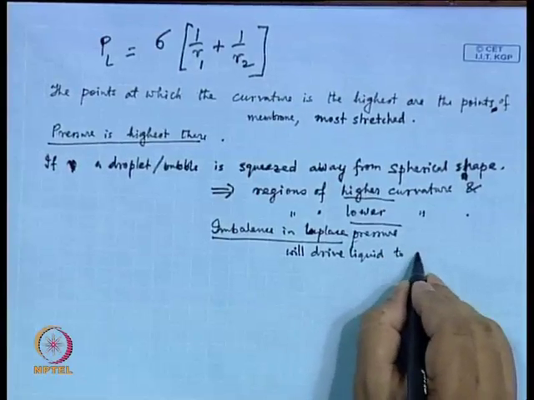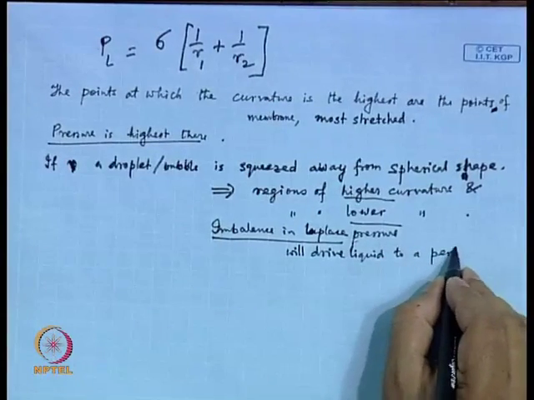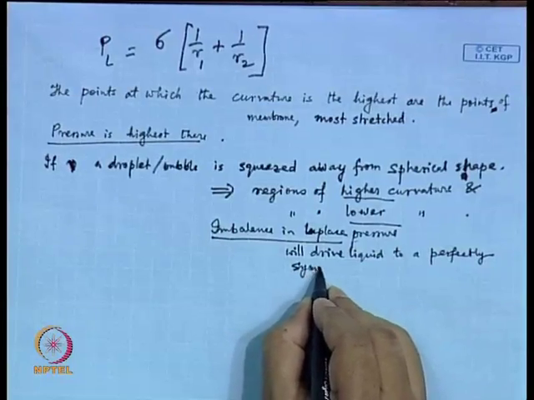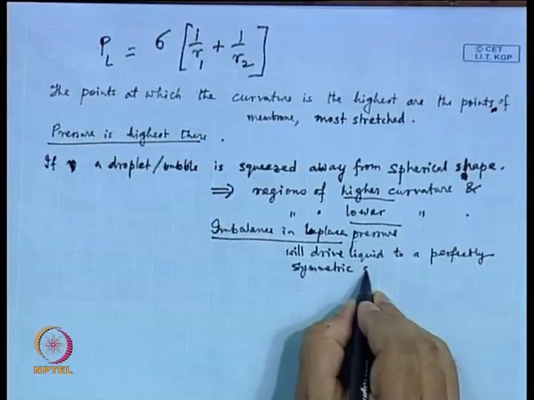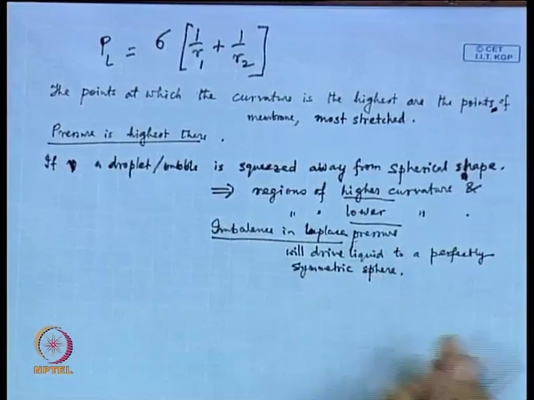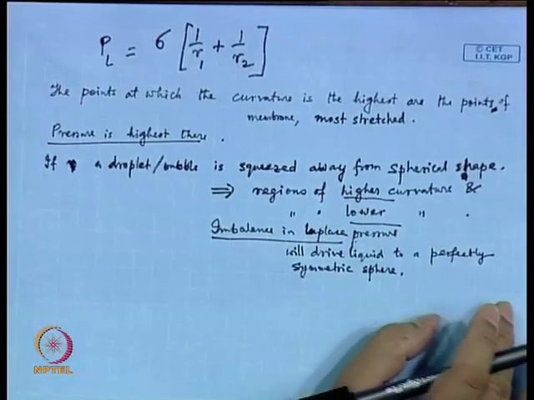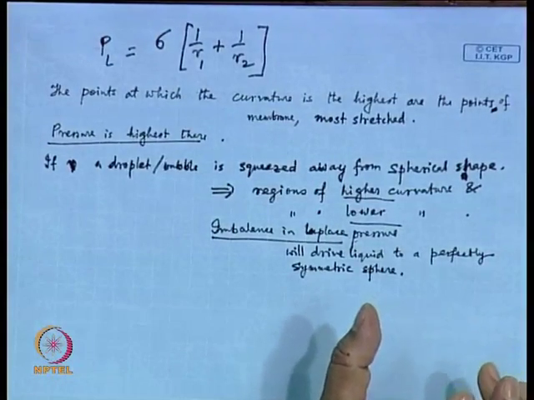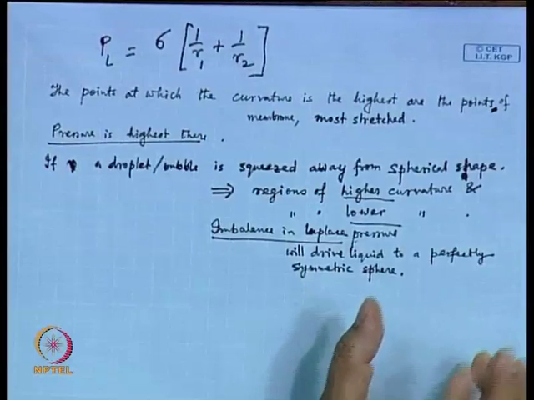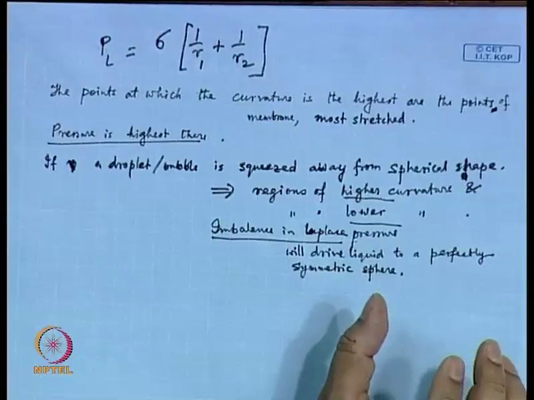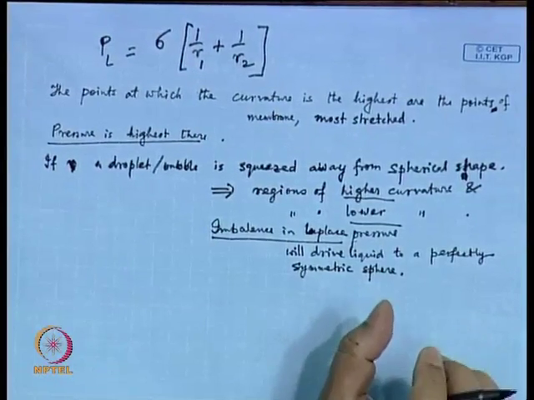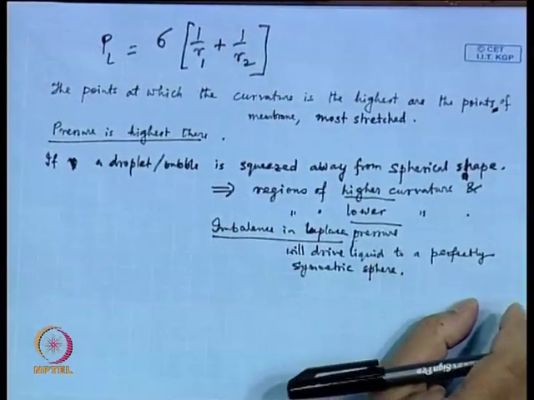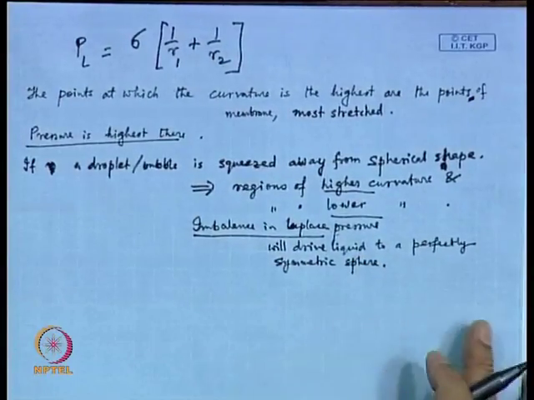This imbalance in Laplace pressure will drive liquid to a perfectly symmetric sphere. So, this is one point you need to remember: it is the perfectly symmetric spherical form that a droplet or a bubble will acquire. If you squeeze it and then let it live on its own, it will acquire that spherical shape.